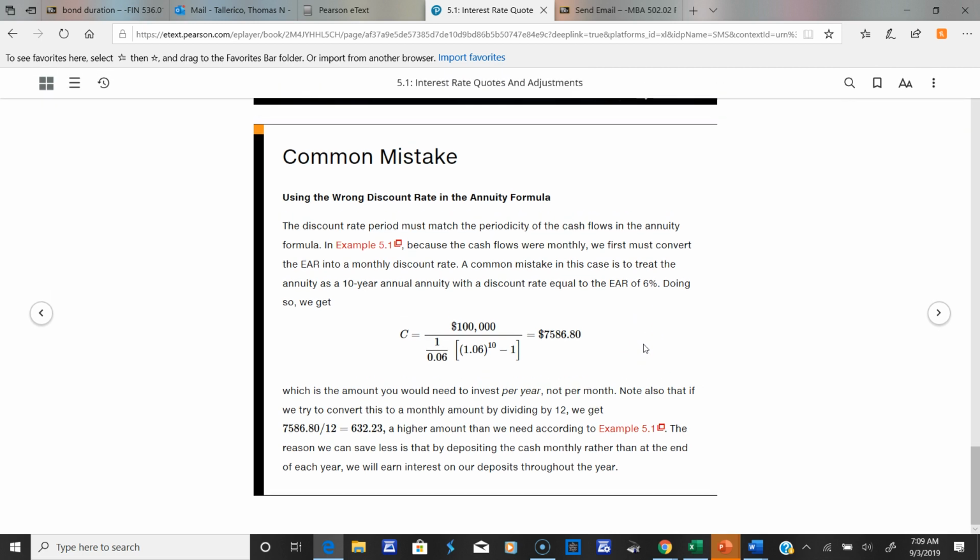interest rates at this point. But you can go through this, and here's the equation for cash flow, which we'll see later on. And what they're basically saying is don't treat the annuity as a 10-year with a discount rate equal to 6%. So you see that they don't match, right? So the cash flow is 75.86.